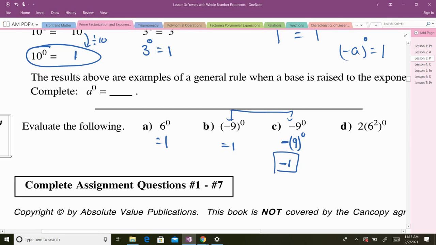Last one. What do you do first? You do the exponents in the brackets, right? So 6 squared is... anything to the 0 power is? So what's the answer? Yeah. Is that okay? All right.